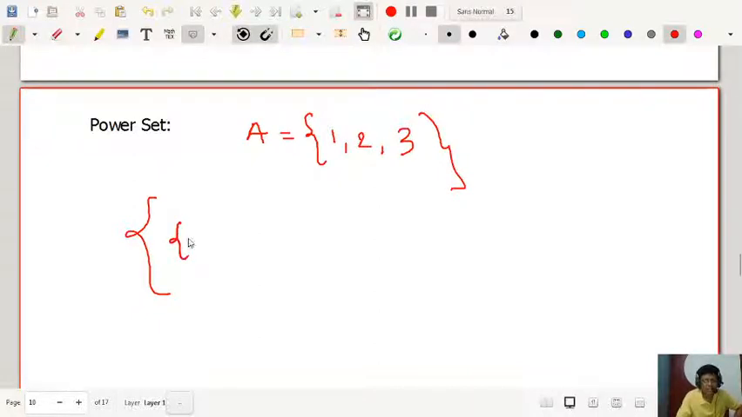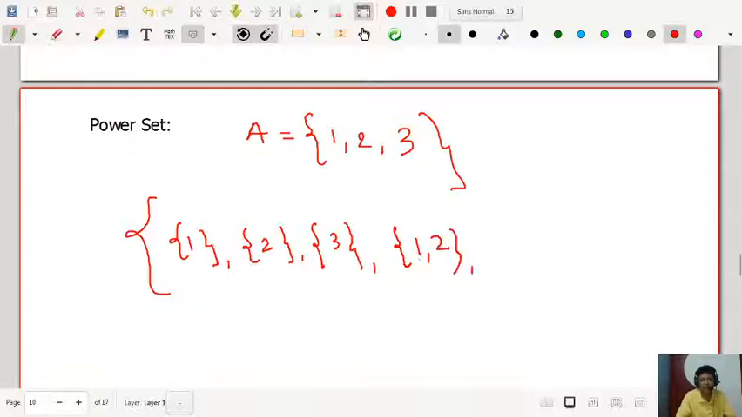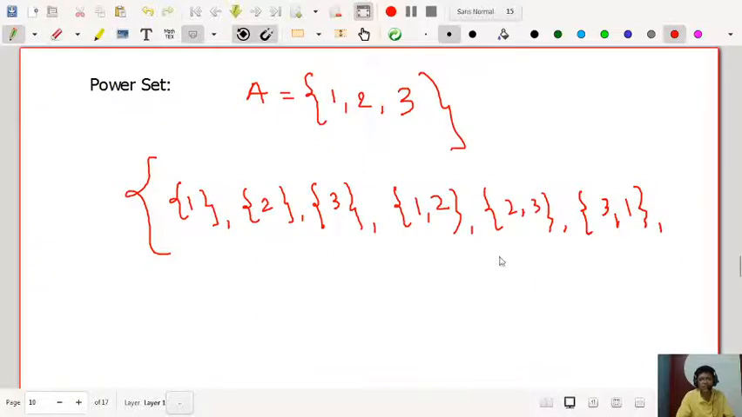So we can take a single element, 1, with the curly brackets. If you put the curly brackets, that represents a set. You can take single elements 1, 2, 3. You can take two elements at a time, that also forms a subset: {1, 2}, {2, 3}, {3, 1}. And {1, 2, 3}, because the set itself is a subset of every set, and the null set. So that was the process.